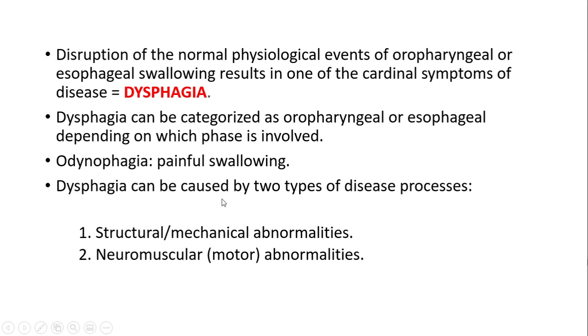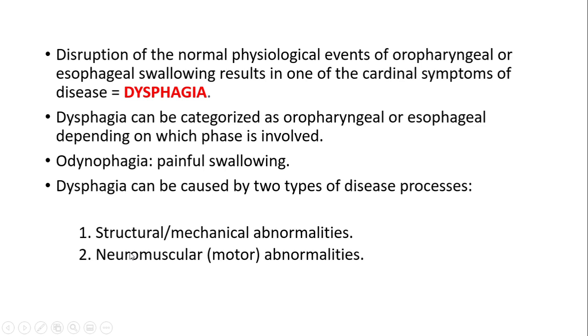Dysphagia can be divided into two types according to the causative agent. It can be structural or mechanical, as in the congenital anomalies we mentioned in the previous slides. Structural or mechanical, like a web or a band or stenosis or atresia. This is a structural, anatomical or mechanical obstruction resulting in dysphagia.